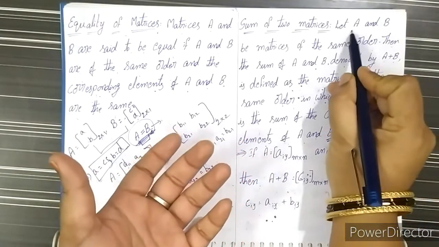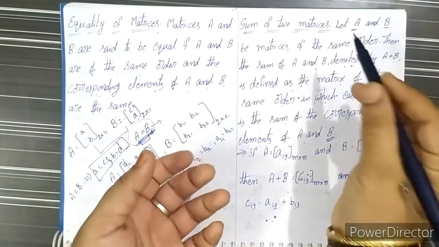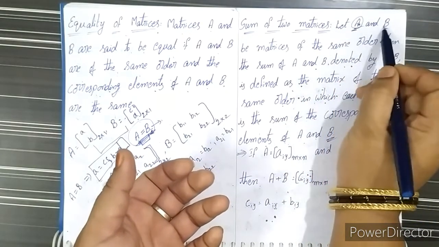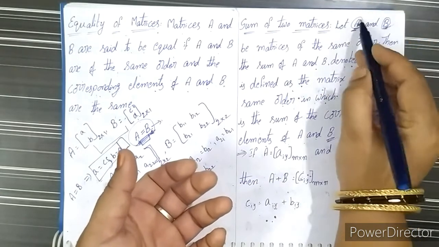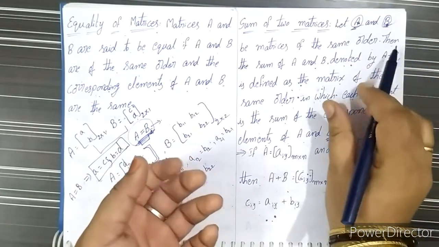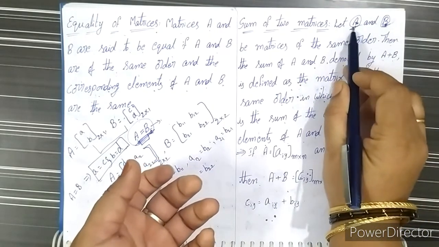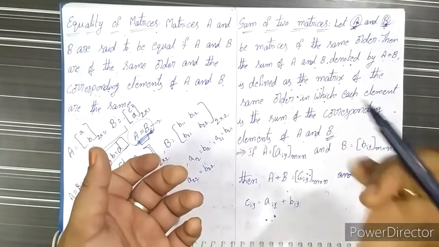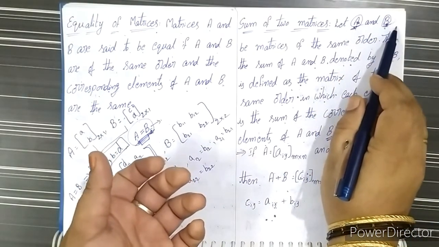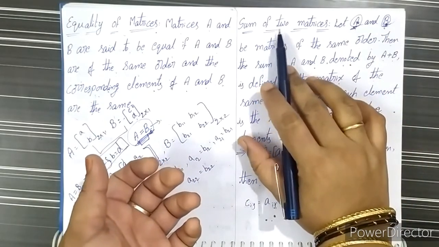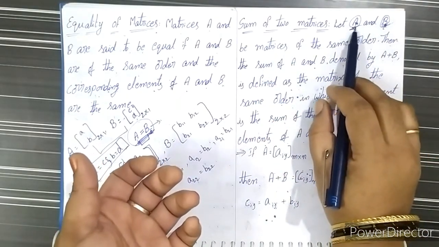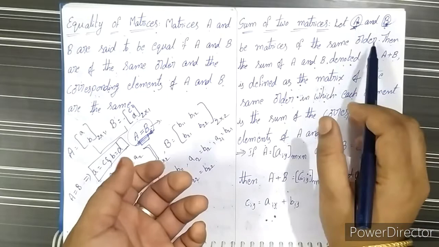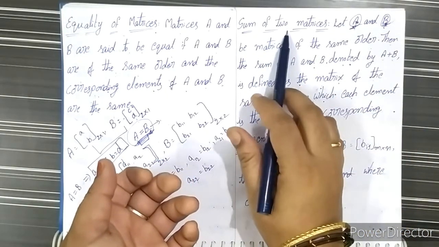When we find the sum of any two matrices A and B, first we check whether the matrices A and B are of the same order or not. If the orders of A and B are the same, then we can find the sum of the matrices. But if A and B have different orders, then we cannot find the sum of the matrices.